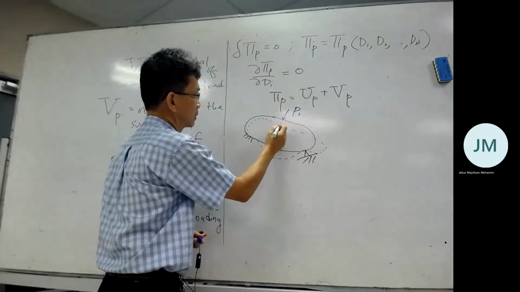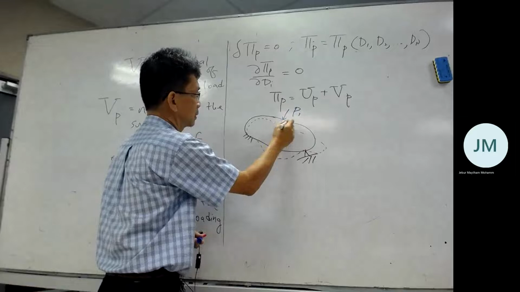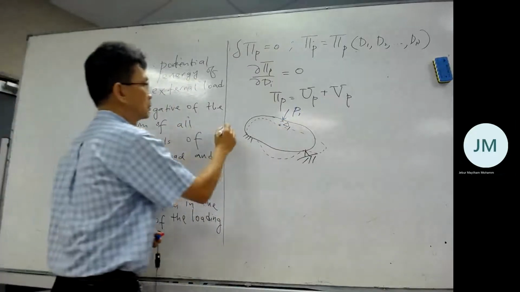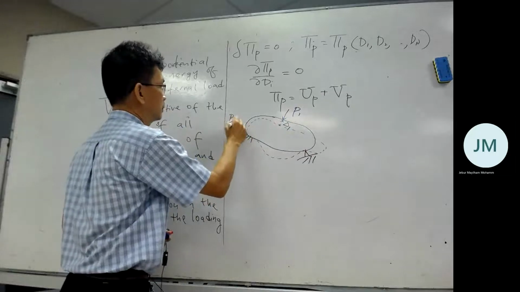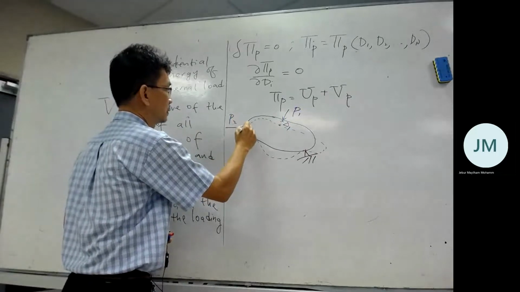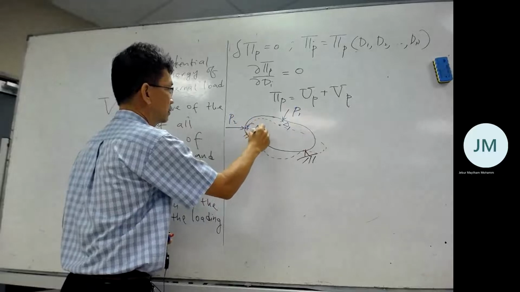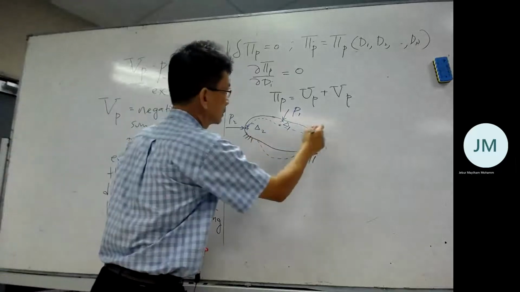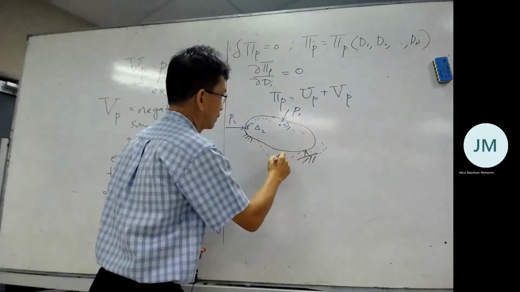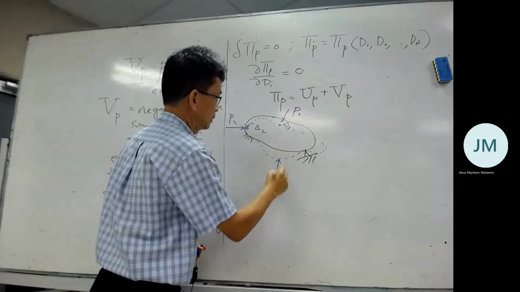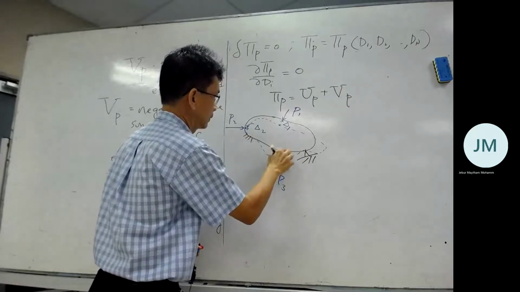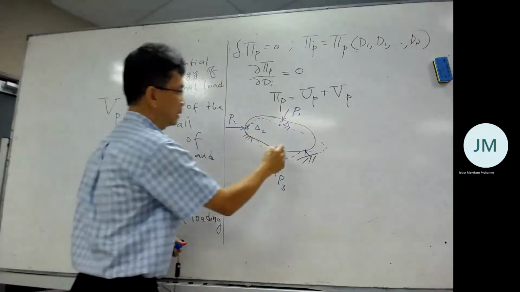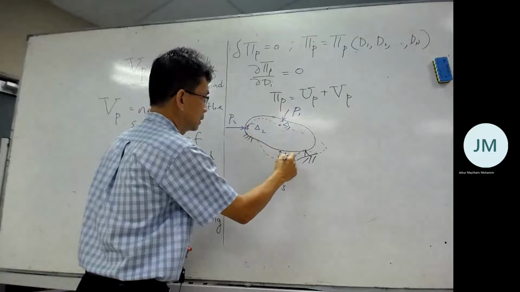Then this deformation is caused by, let's say, the loading P1, and the corresponding displacement here is delta 1. And you have another load here, P2, and the corresponding displacement here is delta 2. And you have another loading acting, P3, and the corresponding displacement at the position where the loading is acting, in the direction of the loading, is delta 3.